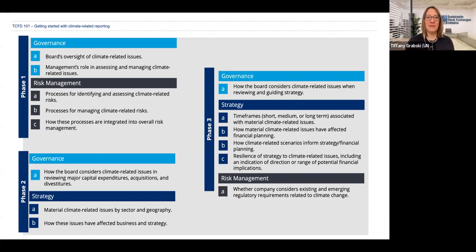So take 5 minutes, have a look at your own report and let us know what phase you think you might be at. And what challenges you might be facing to move to the next phase, or even just to get started if you don't think you're at any of the phases yet. So we'll give you 5 minutes to think about that, and then we'll have a quick discussion.